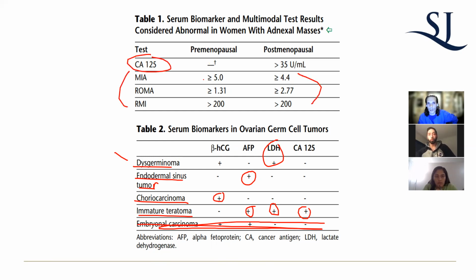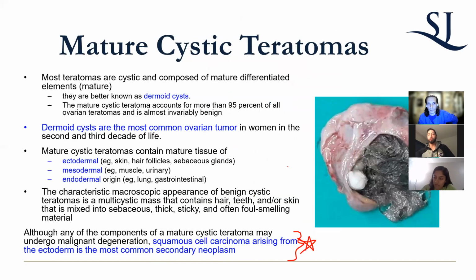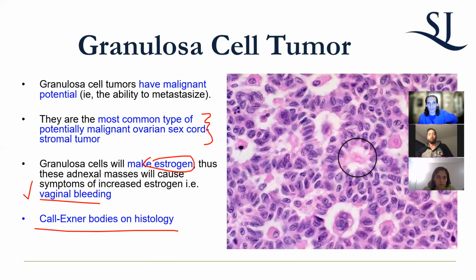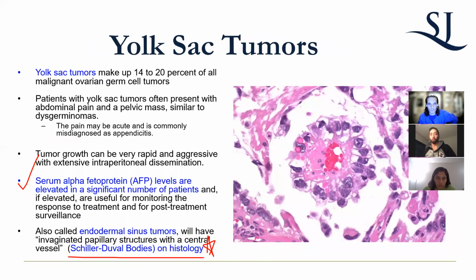Your CA-125 is used in your premenopausal patient. They don't even give a value anymore. They used to say 200, but now it's use your judgment, it has to be pretty high. Postmenopausal, it's still greater than 35. And then we mentioned with the dermoid cysts, dysgerminoma, granulosa cell. Granulosa cell is the most common. It makes estrogen, so vaginal bleeding is common. Call-Exner bodies. Yolk sac tumors, AFP, Schiller-Duval bodies, and it looks like a blood vessel.